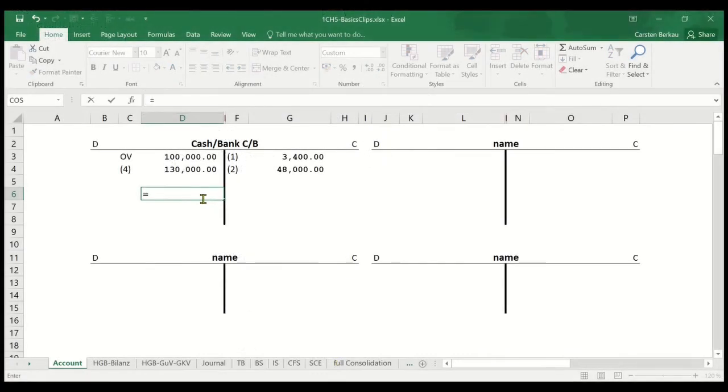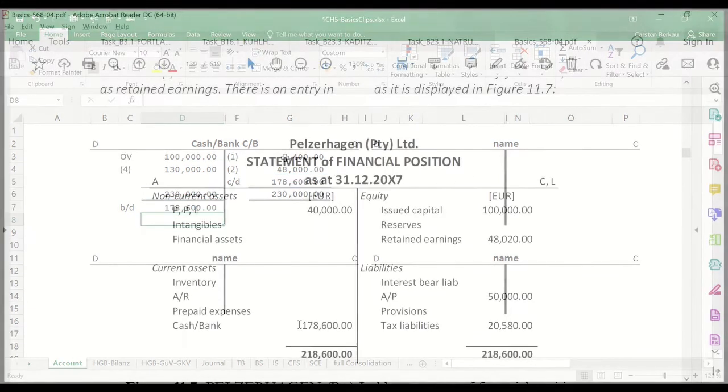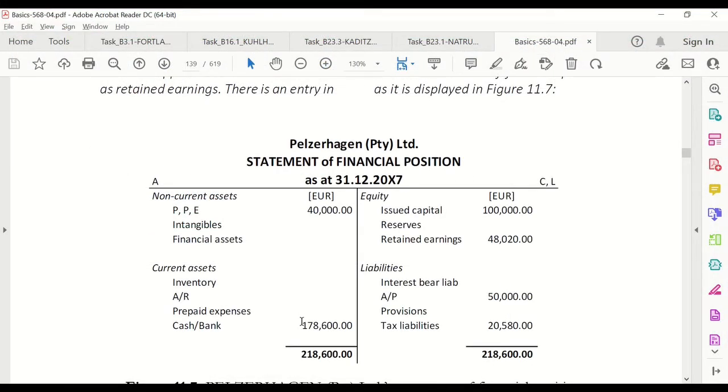I calculate how much will be the total on both sides. We see that we have to add the balance carried down on the credit side. In order to calculate the balancing figure, I take the total and I deduct all the entries on the credit side therefrom. For the balance brought down, I refer to the cell. As we can see, the balancing figure of the bank account appears on PELZERHAGEN Proprietary Limited's balance sheet under Cash Bank. Note, if that item is negative, we must disclose accounts payable.